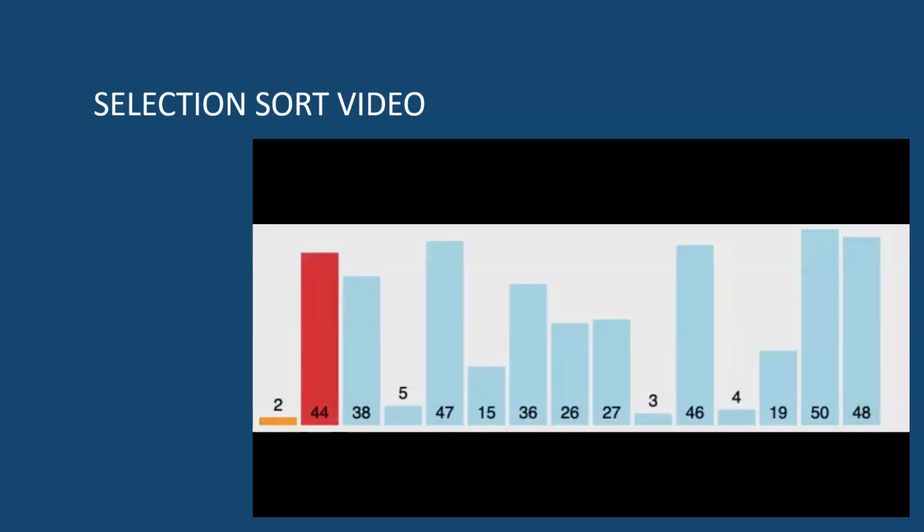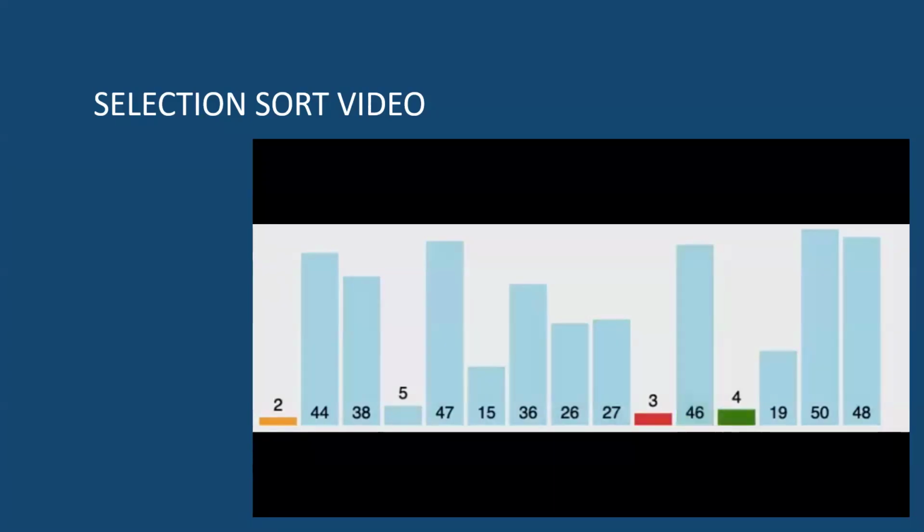Now we start again. 44 is the smallest. 38 is the smallest. 05 is the smallest, right? So we're just remembering the position of the smallest thing. And then we'll swap it with the 44 at the far left.